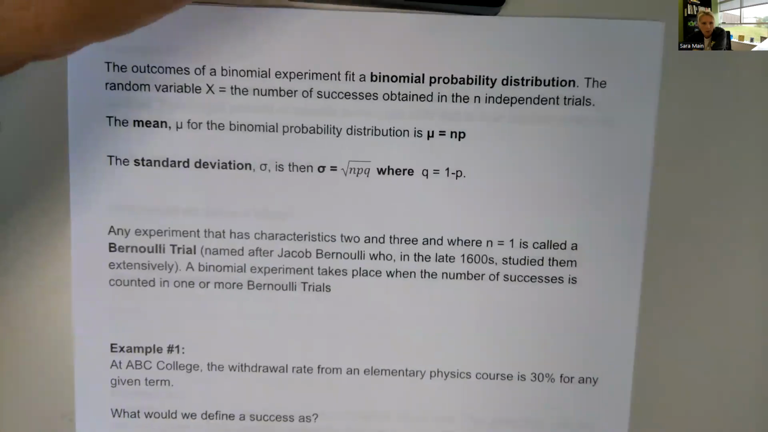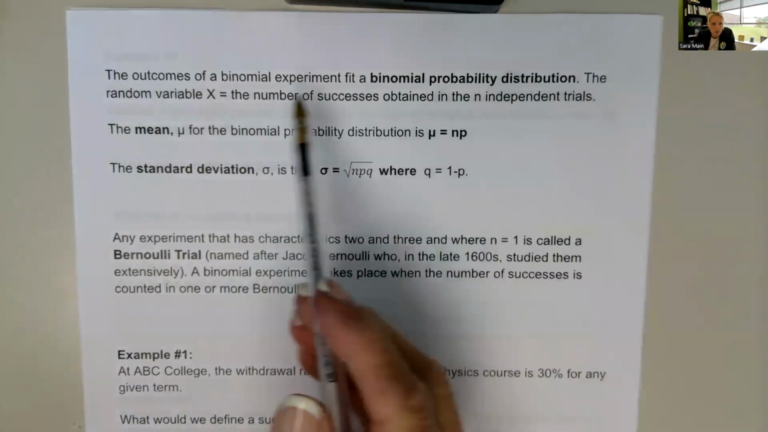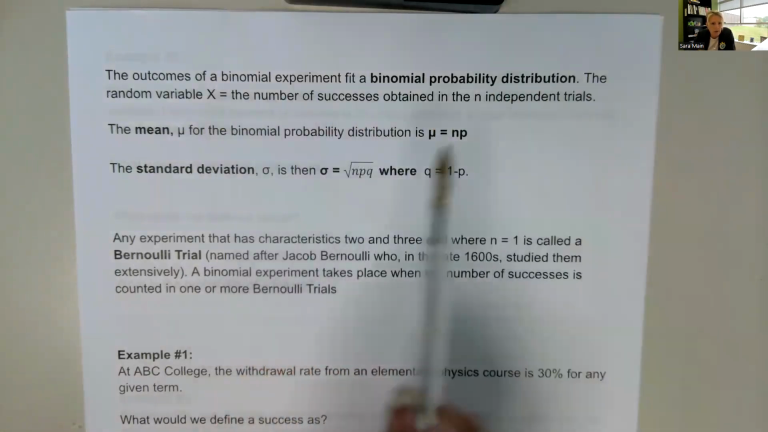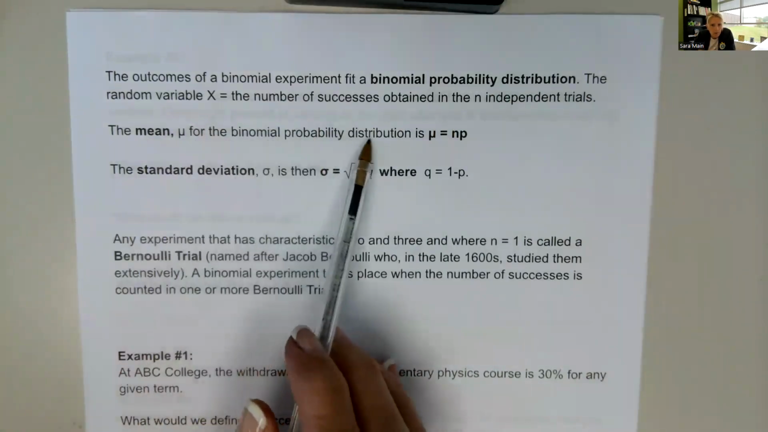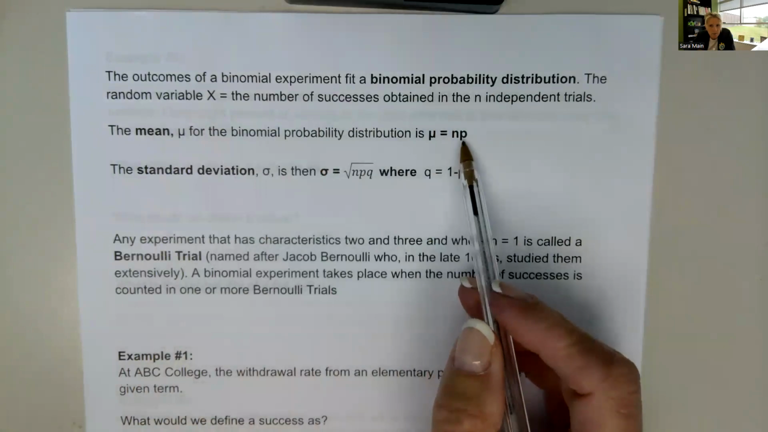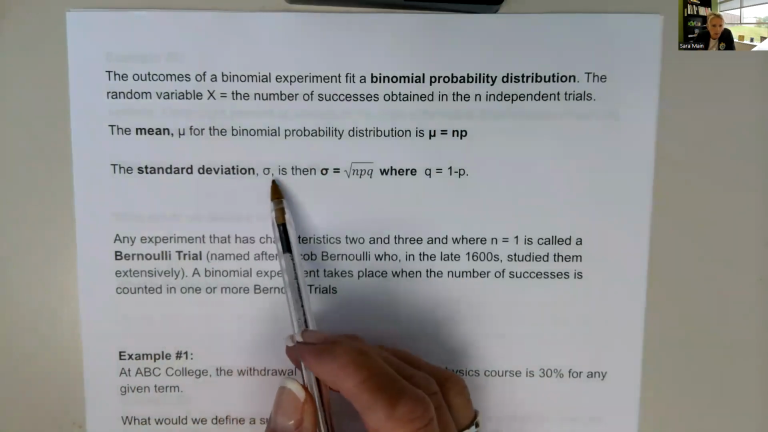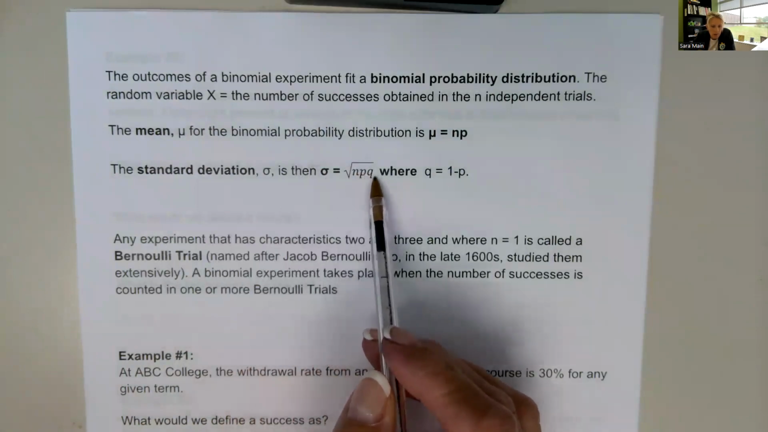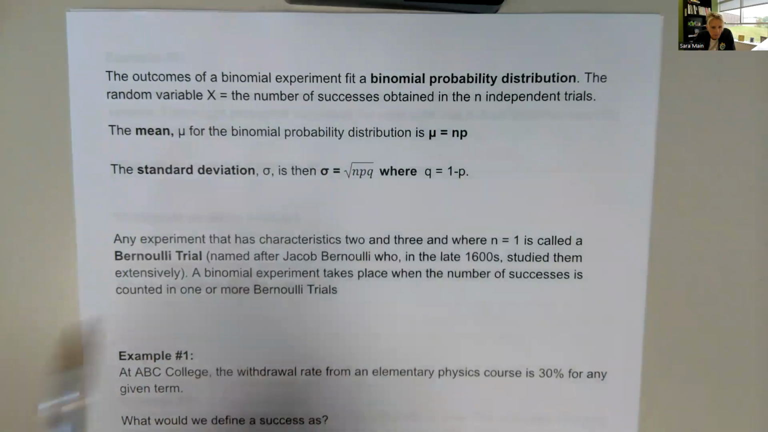The outcomes of a binomial experiment fit a binomial probability distribution. The random variable X is equal to the number of successes obtained in the N independent trials. And then to calculate the mean for the binomial probability distribution is by taking N times P, and the standard deviation, sigma, is calculated as the square root of N times P times Q. And remember, Q is 1 minus P.